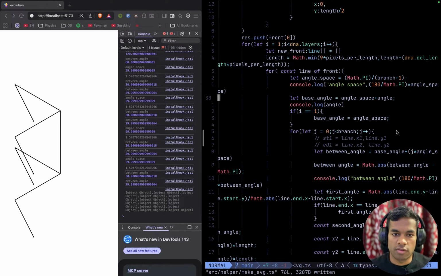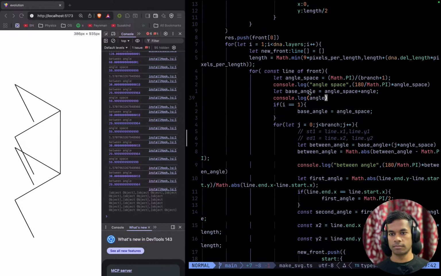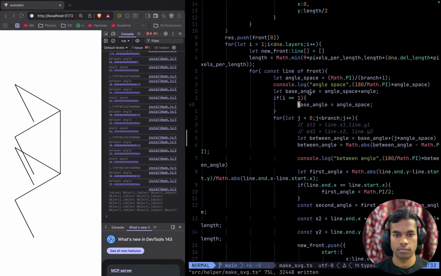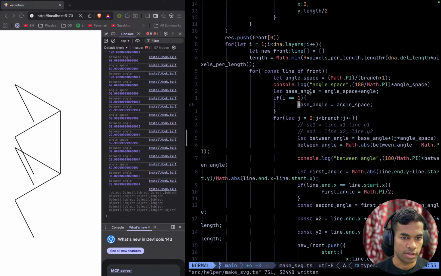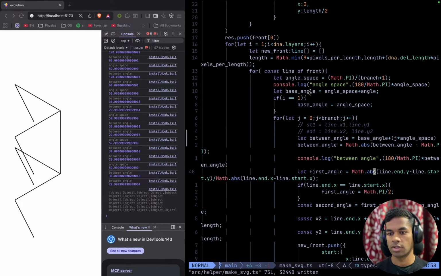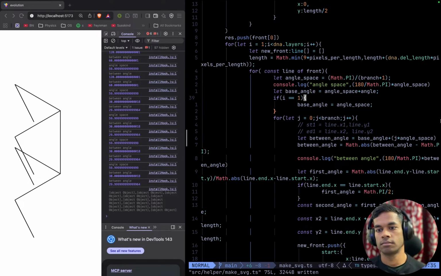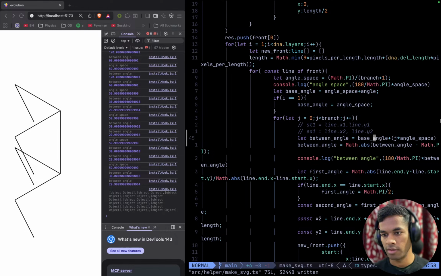Base angle space, yes. Between angle space, between angle is only increasing by point zero zero something. Why, j into angle space, base angle. Let's see the base angle then. Between angle is base angle into angle space.